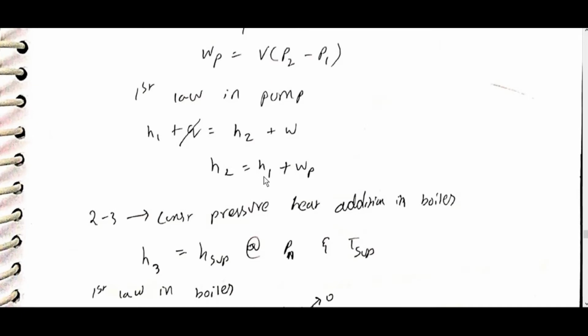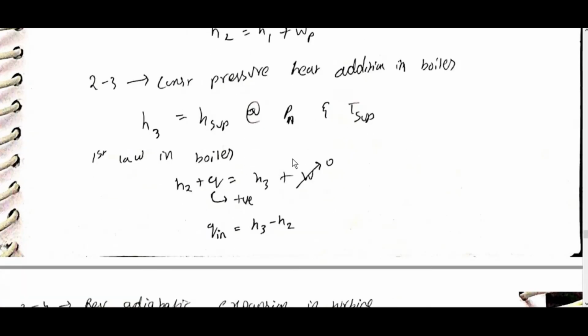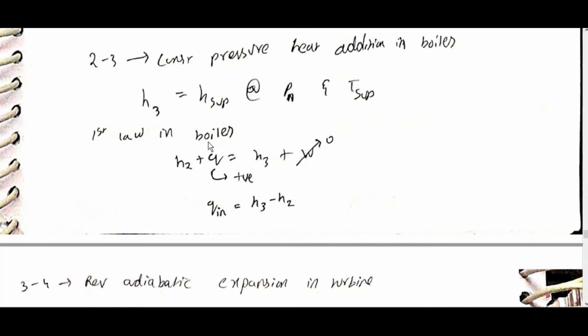H2 is equal to H1 plus WP. Process 2 to 3, constant pressure heat addition in boiler. H3 is equal to H superheat at P and T superheat. First law in boiler: H2 plus Q is equal to H3 plus W. Q is positive, W is 0. Q in is equal to H3 minus H2.